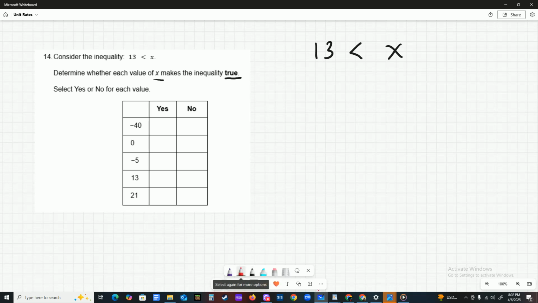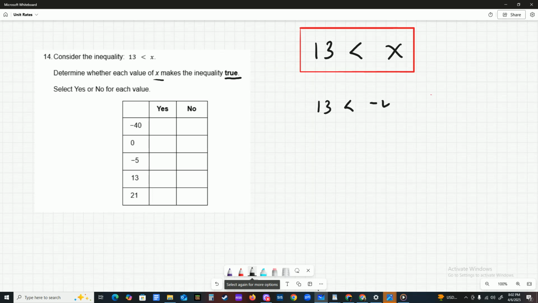So we're going to take each value at a time and see if it makes the inequality we have highlighted true. We're going to see if this is true for any value of x that we're given. So let's go with the first one, negative 40. 13 is less than negative 40. Well, here the answer is no, because negative 40 is a negative number, and a negative number cannot be bigger than a positive number. So the first one's no.